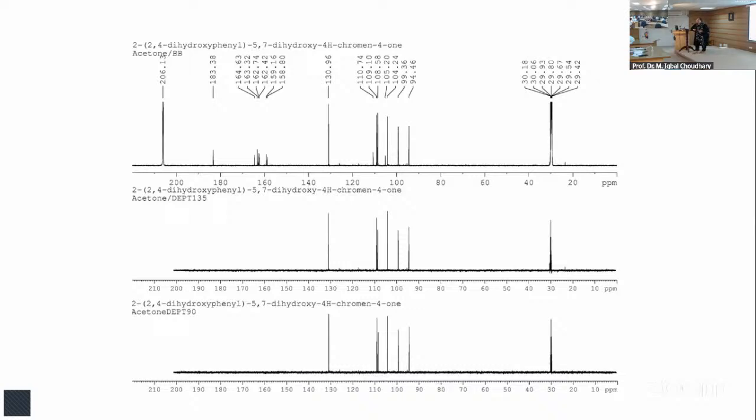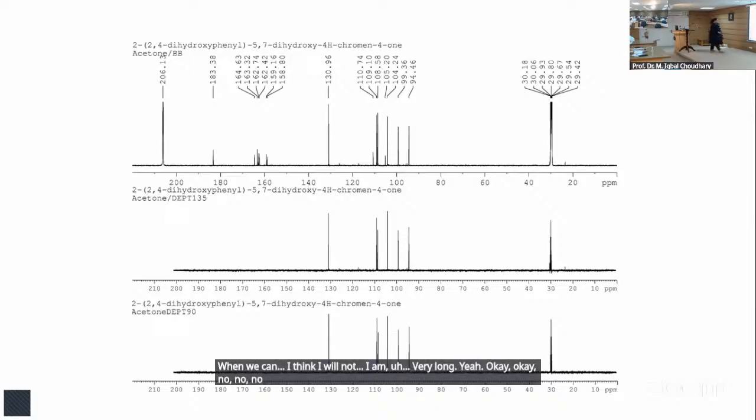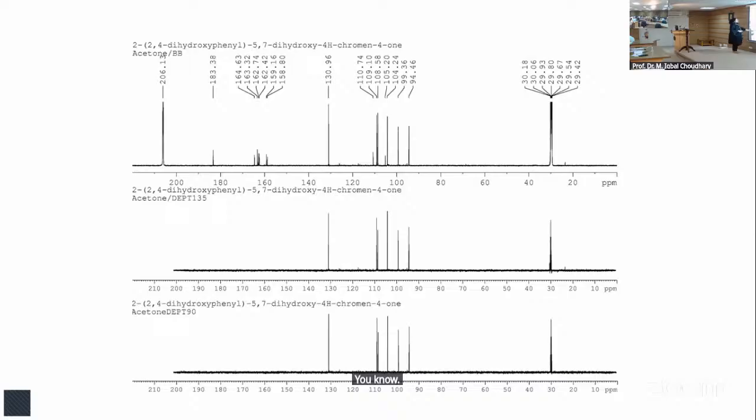I have had an experience very long. Yeah, you know that there are two carbons. Okay, no, this is not correct. You know, this is absolutely not correct.